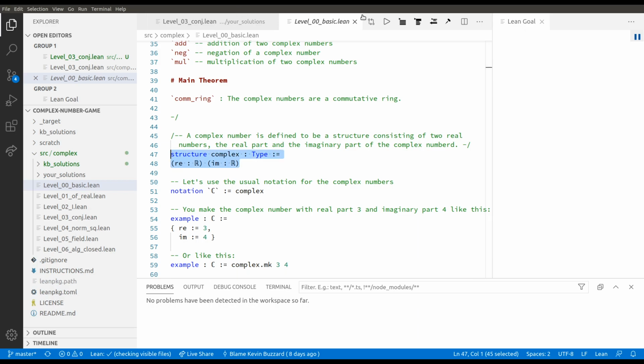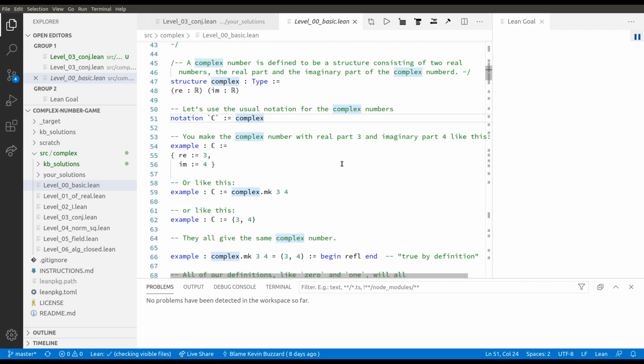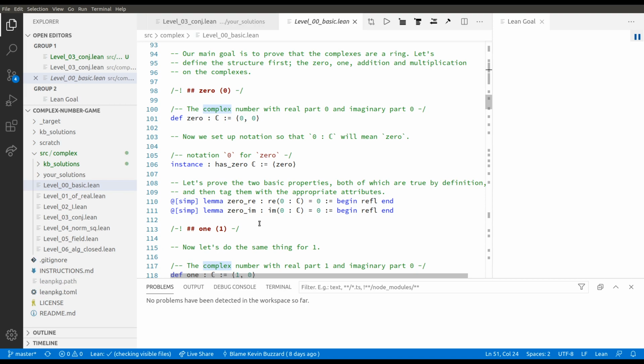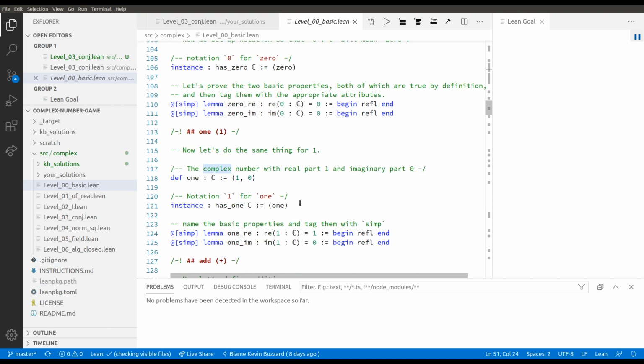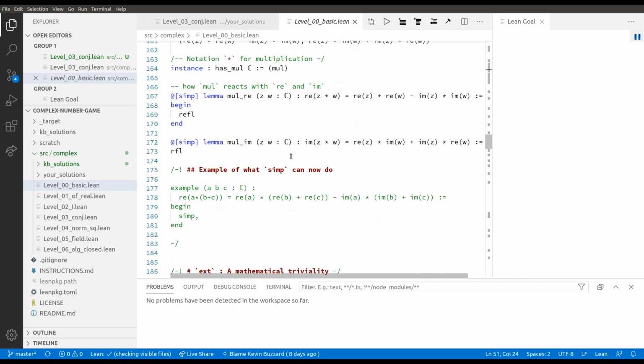Okay, so last time we defined the complex numbers, and there they are. There's their definition of a complex number. It's just two real numbers, its real and its imaginary part. And then we defined the zero complex number. We defined one. We defined addition, negation, and multiplication.